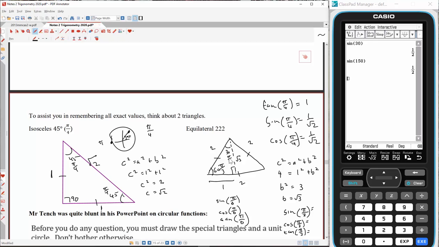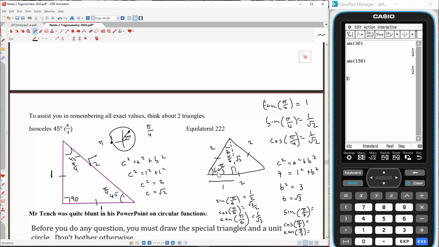Okay, so pi on 6. So here's pi on 6, and we're doing sine, which is the opposite over the hypotenuse. So that is a half. Cosine is adjacent over hypotenuse. That's going to be root 3 on 2. Tan is going to be opposite over adjacent, which is 1 on root 3.